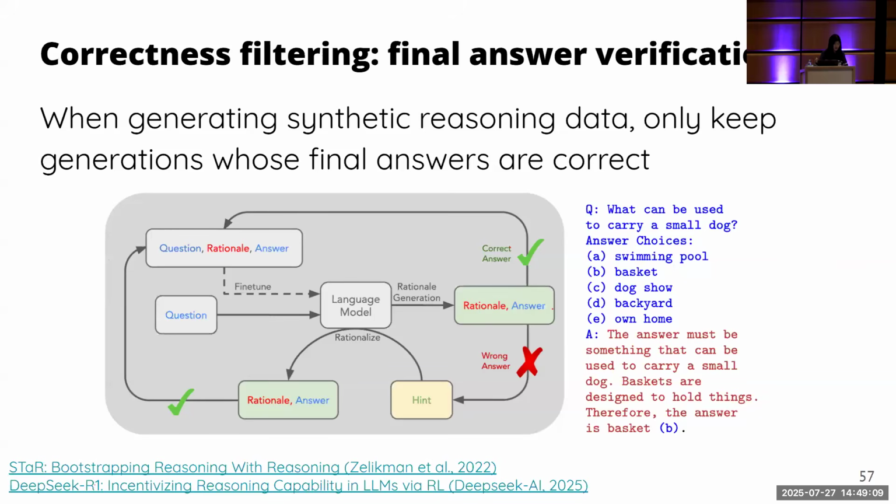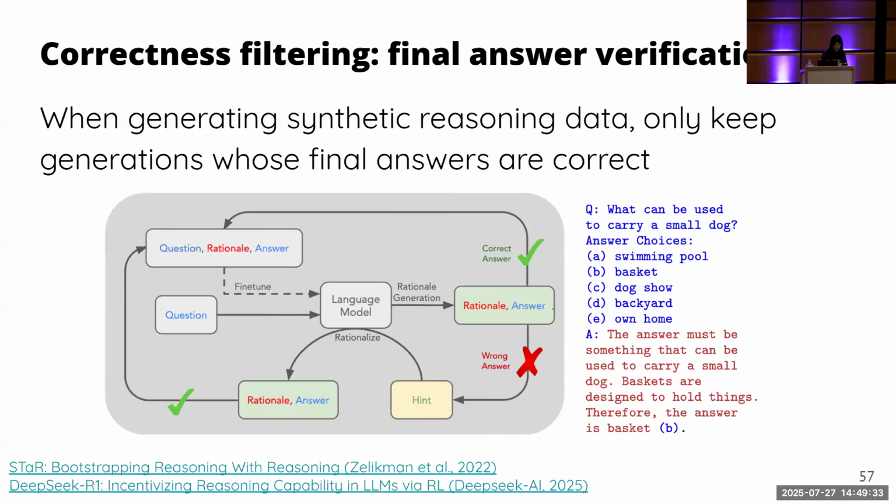For generations that do not lead to the correct final answer, you could give the model a hint in the form of the true answer. So you tell the model, oh, the answer is 5, try again to generate a reasoning trace that would lead you to the correct final answer. And then the model is generally able to do that, so it'll generate a new reasoning trace, and you can train the model exclusively on reasoning traces that actually lead to the correct answer.